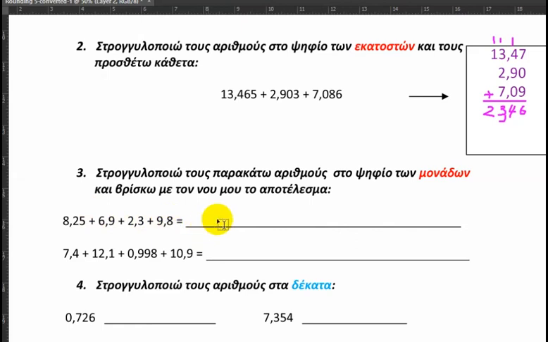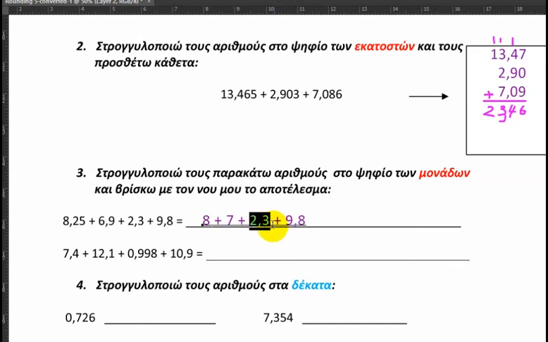We round the following numbers to the ones, and then we do the addition in our mind. So we have 8.25 plus 6.9 plus 2.3 plus 9.8. 8.25 rounded to the ones. The ones have a 2 after them, so they stay the same. So this becomes just 8. 6.9. 6 has a 9 after it, so it grows by 1, so this becomes 7.